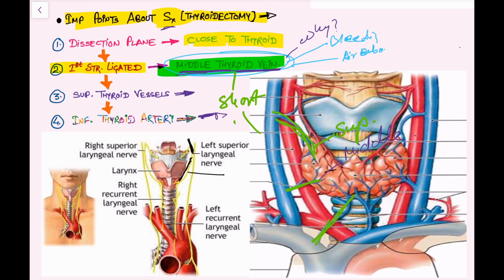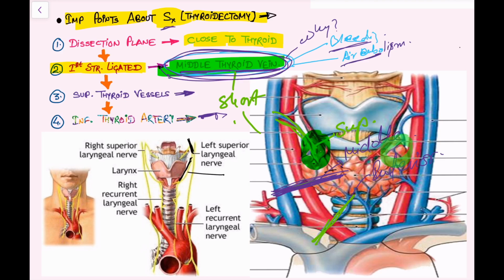Why? Because it is short, and whenever we are performing dissection or retraction, it can get avulsed. Due to this it can lead to bleeding, and it can also lead to air embolism. So to prevent this, we are going to first ligate our middle thyroid vein, which is this middle thyroid vein. After that we will dissect the superior pole.